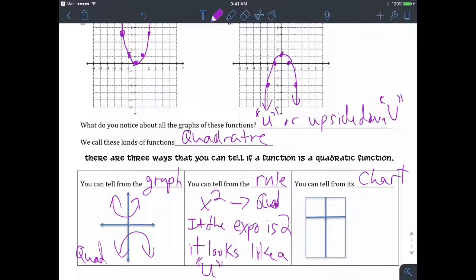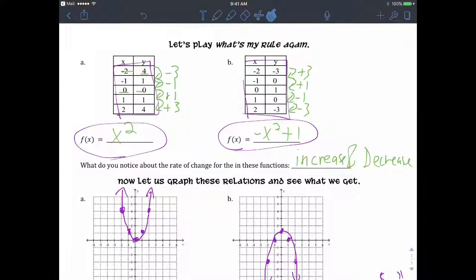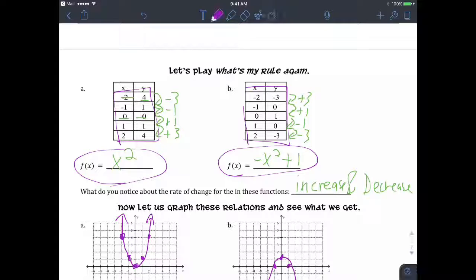We know that it's going to have increasing and decreasing numbers. Okay, so just like we saw up here, it's going to go down then up, or it's going to go up then down. All right, let's go to the next function family.